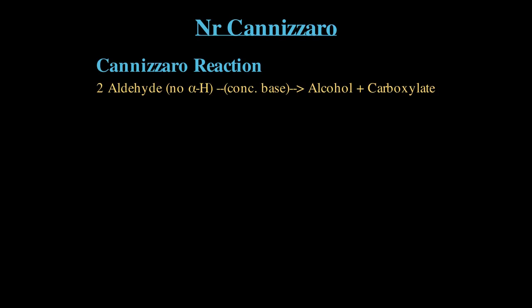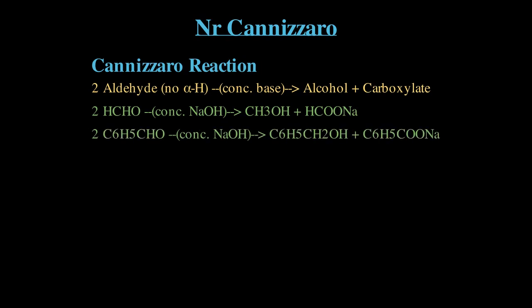In the presence of a concentrated base, like 50% NaOH, 2 molecules of the aldehyde react. One molecule is reduced to an alcohol, and the other is oxidized to a carboxylate salt. For a classic example, 2 molecules of formaldehyde, HCHO, react with concentrated NaOH to give methanol, CH3OH, and sodium formate, HCOONa. Another great example is benzaldehyde. 2 molecules of benzaldehyde in concentrated base will give you benzyl alcohol and sodium benzoate.